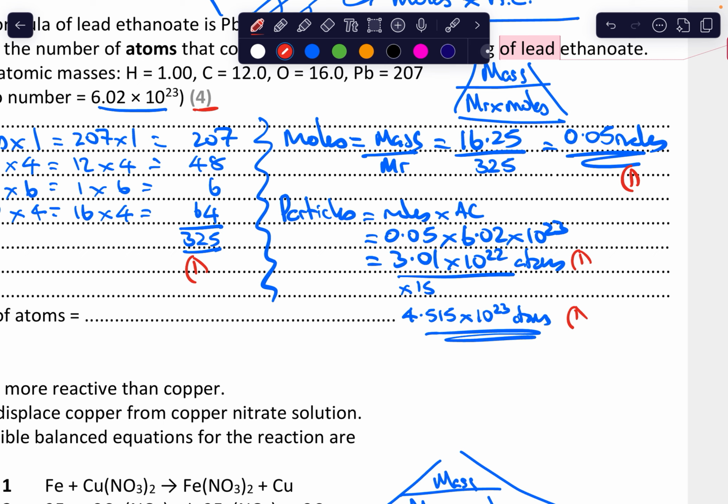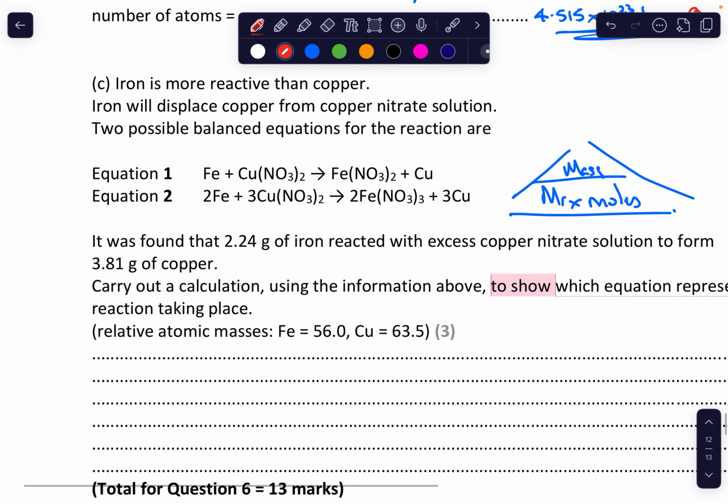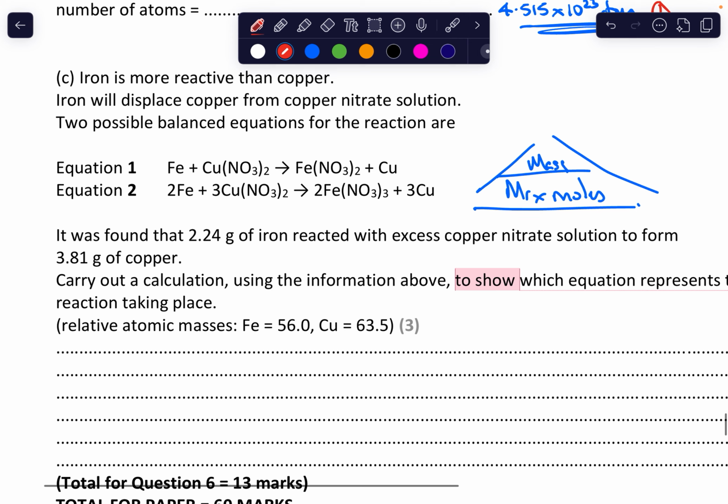Okay, last little question. And these last two here are really hard calculations, but they're common calculations that come up on HiPip, so please make sure you are able to do them. So here we're told that there's two reactions taking place, equation 1 and equation 2, and it was found that we've got this much of iron reacting to form this much of copper. Carry out a calculation to show which equation represents the one taking place.